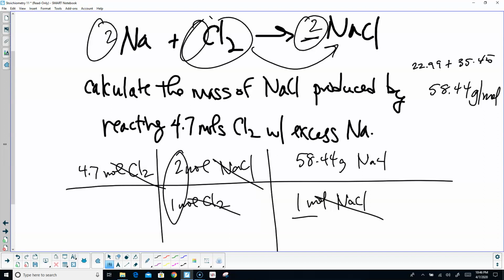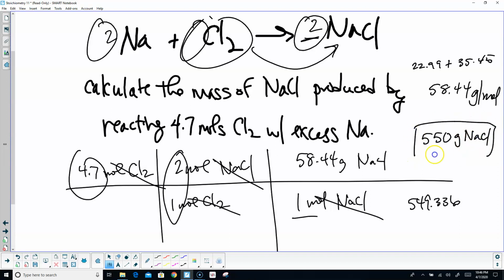And so I'm going to grab my magic box. I'm going to say, okay, we got 4.7 times 2 times 58.44. I don't have to divide by the ones because they're the same. My calculator poops out 549.336. Okay, I have 2 sig figs in my answer, so this has to be 550, and this is going to be grams of sodium chloride is my answer with significant figures. You cannot put a decimal. You cannot write 549. 2 sig figs is 550.